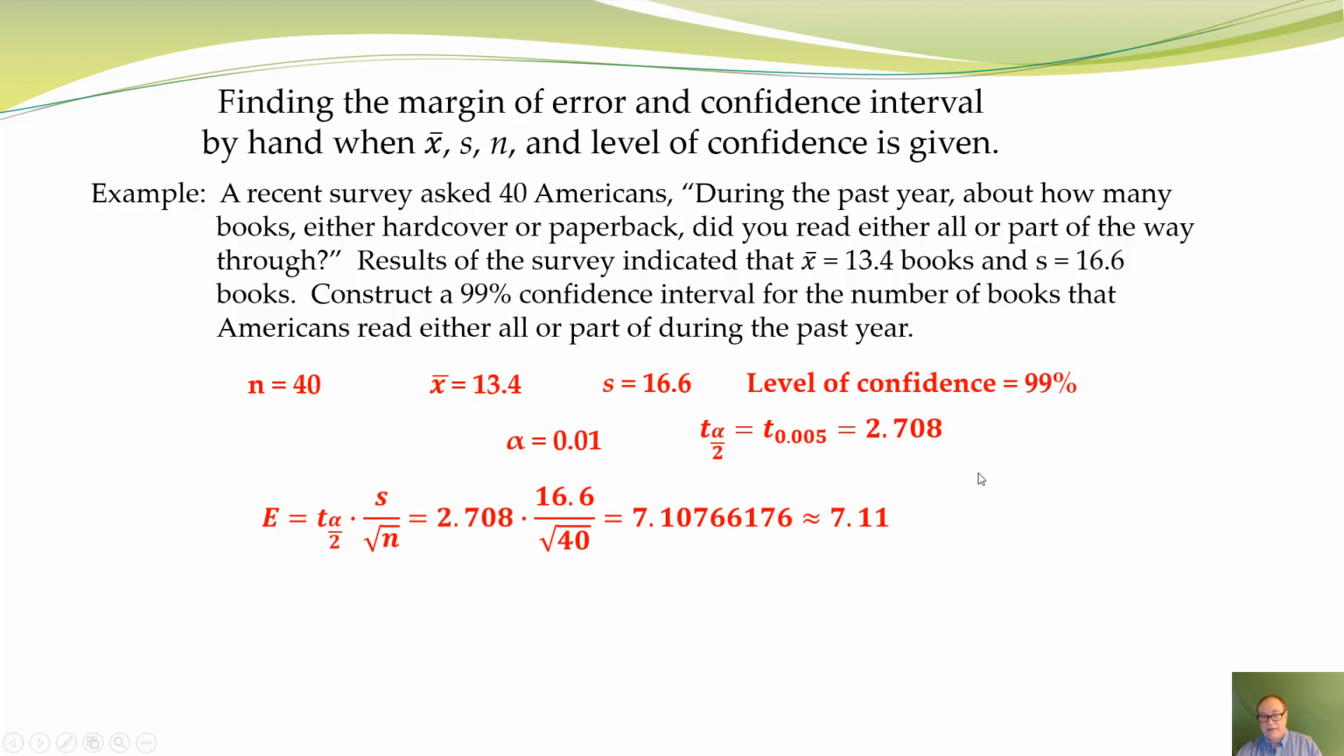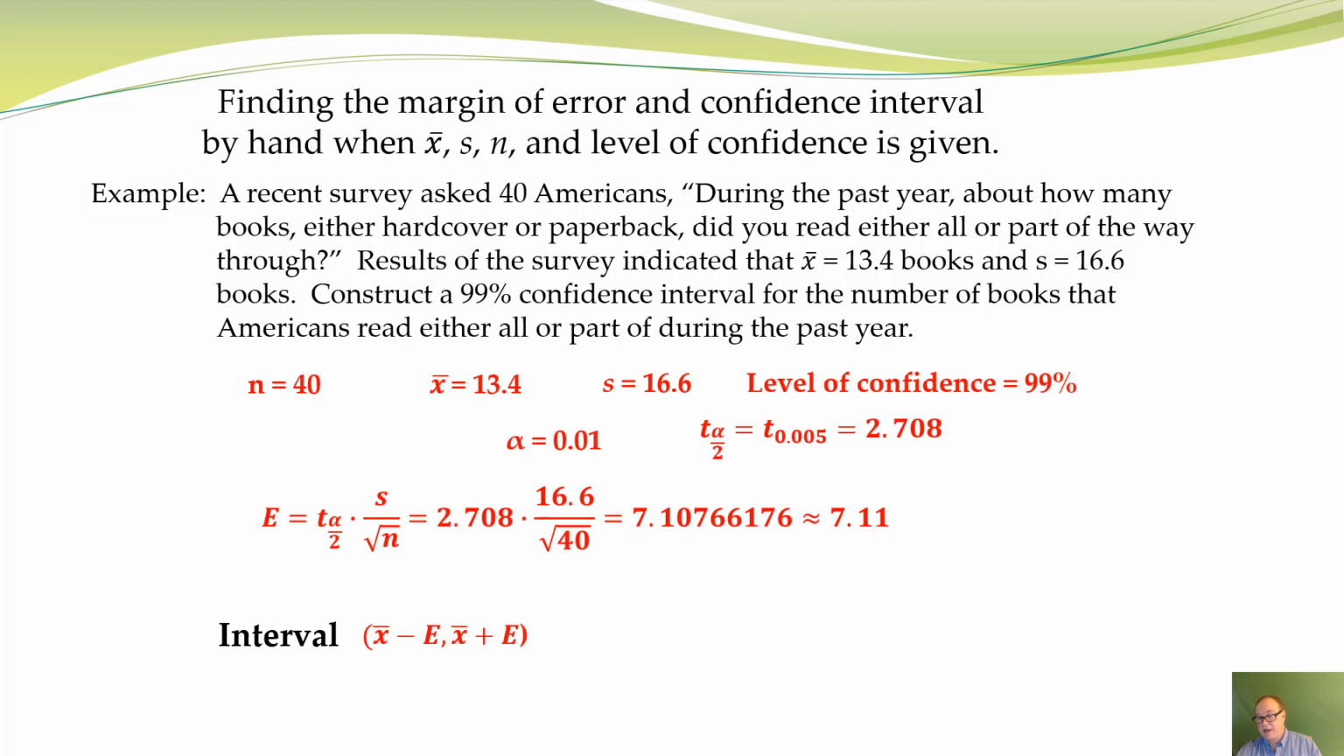Now, we take the formula. E equals t sub alpha divided by 2 times s divided by the square root of n. So we get 2.708 times 16.6 divided by the square root of 40. Use your calculator, you should get 7.107666176, and we round that off to 2 decimal places, let's say 7.11. So now we have our point estimate, which is x bar, 13.4, and now we have e, which is 7.11.